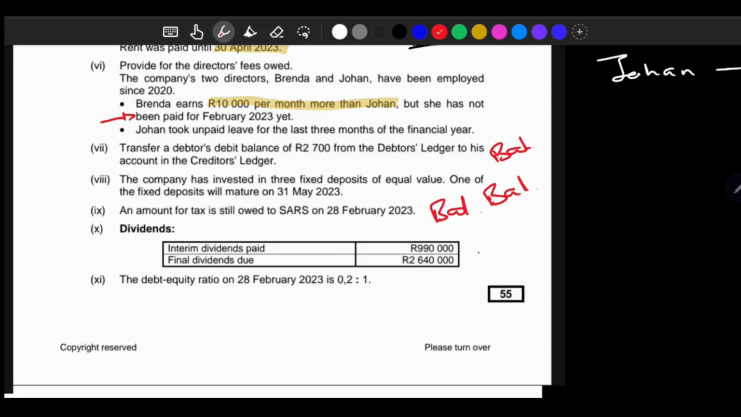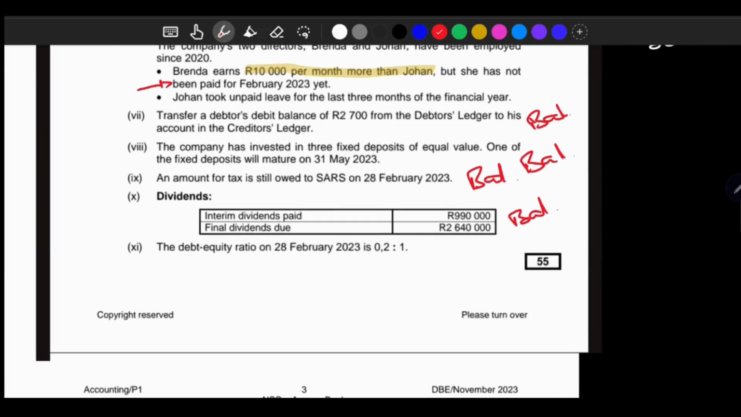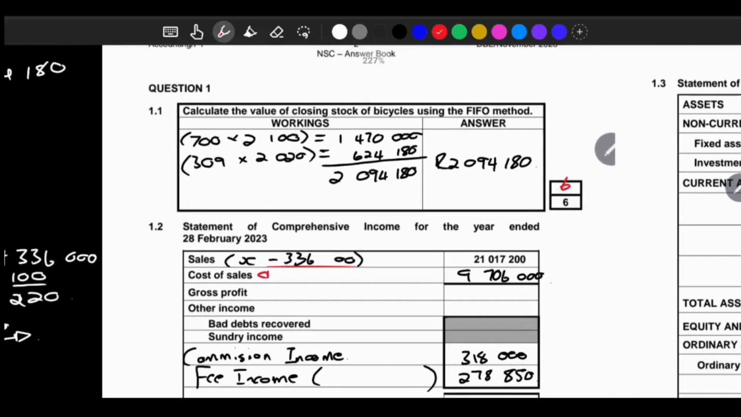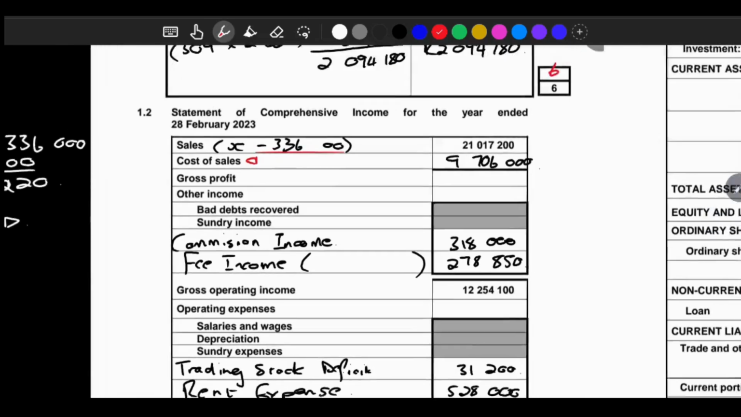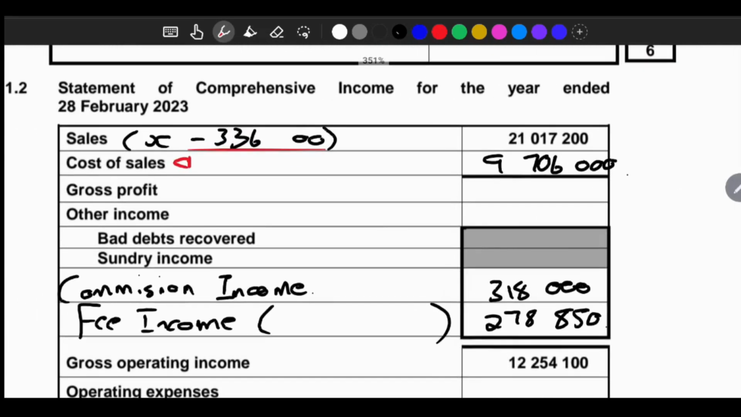Dividends there, that is more of the retained earnings account, right? But we'll say balance sheet. And then the debt equity ratio is also the balance sheet. So for now, with the information that we're given, we are done with the income statement. So now we can just close off our income statement and just do the quick calculations. So please remember, all expenses must be in brackets, right?